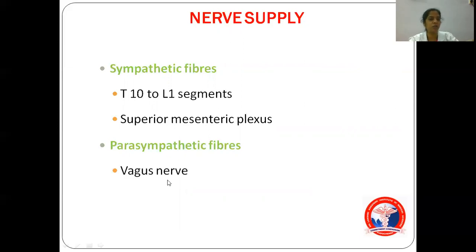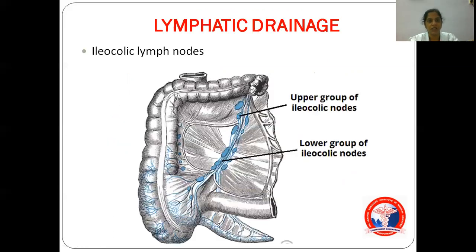Parasympathetic fibers, as you know, come from the vagus nerve. Most of the organs in the abdominal cavity are innervated by the vagus nerve. So the nerve supply is by the autonomic nervous system: sympathetic fibers from T10 to L1 segments, and parasympathetic fibers from the vagus nerve. This is the nerve supply for the cecum.